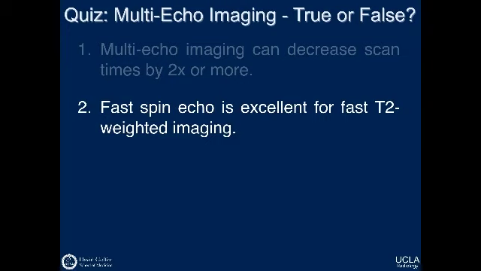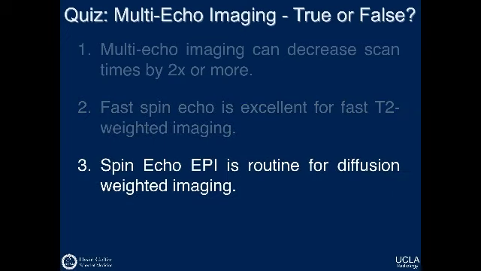Fast spin echo is excellent for fast T2 weighted imaging. True. We can get several echoes very, very quickly, but still have a long TR if we want to. So it's a good technique for short TE, long TR, which is T2 weighted.